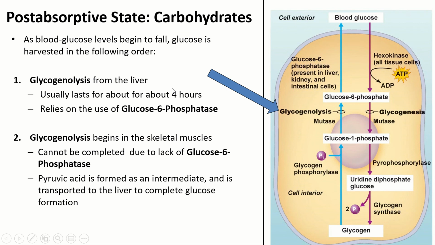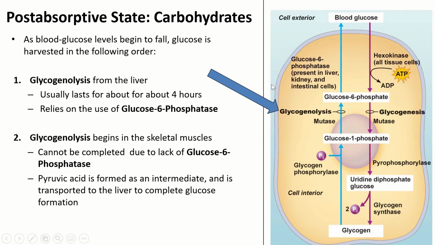All right, so again, looking at this post-absorptive state and focusing on carbohydrates. As blood glucose levels begin to fall hours after you've eaten, glucose is harvested in the following order. First, glycogenolysis from the liver. Recall that glycogenesis is when you stored the glycogen. Now lysis means you're breaking it down. And so this is going to rely on an enzyme known as glucose 6-phosphatase.